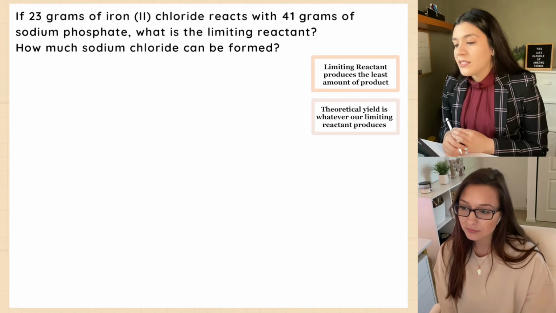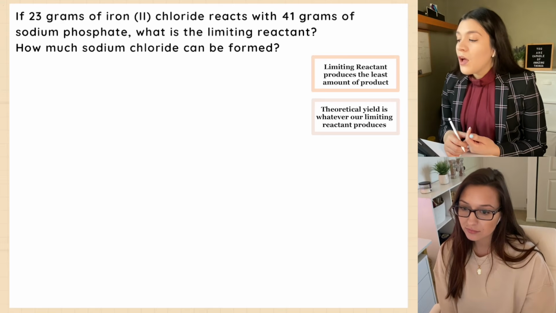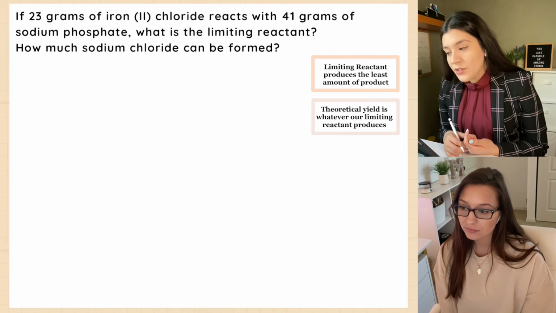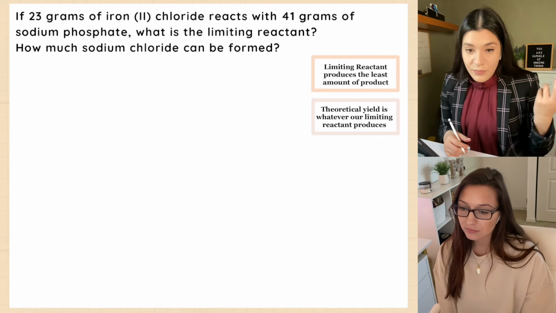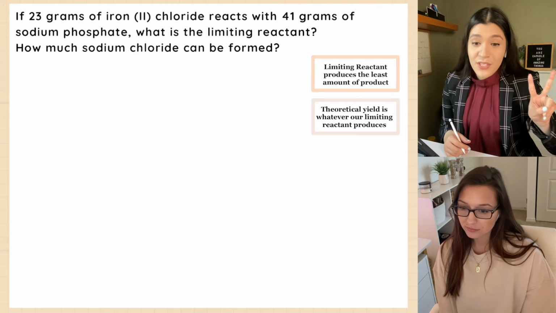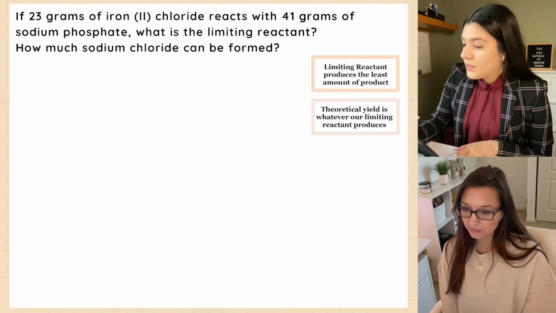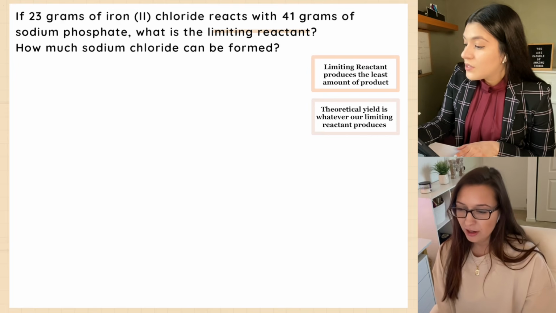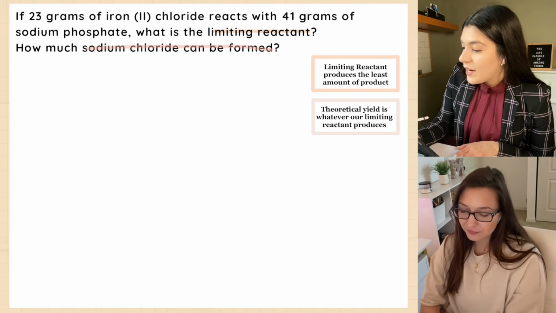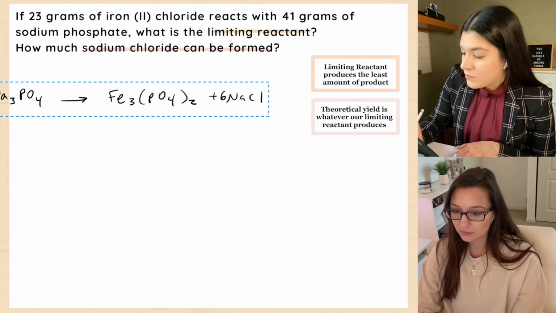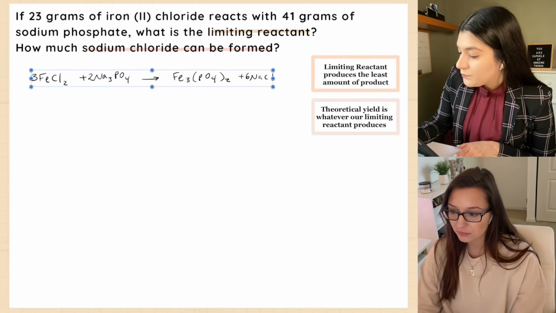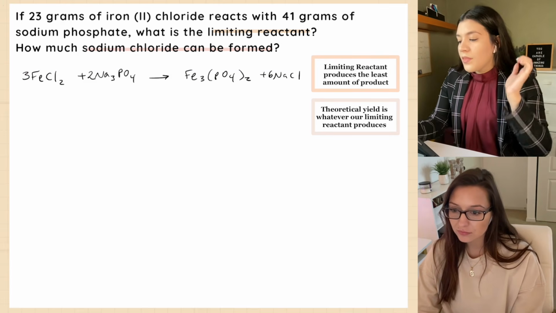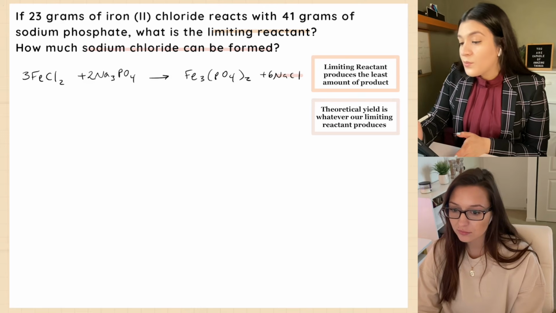So this question is telling us if 23 grams of iron 2 chloride reacts with 41 grams of sodium phosphate, what is the limiting reactant? And it also asks how much sodium chloride can be formed. So this is actually asking for 2 separate things. It's asking for the limiting reactant, and it's actually asking for the theoretical yield by saying how much sodium chloride can be formed. And I'll explain how I can just tell that that's what it's asking. So looking back at the balanced equation that we just found, we know that sodium chloride is a product, right?